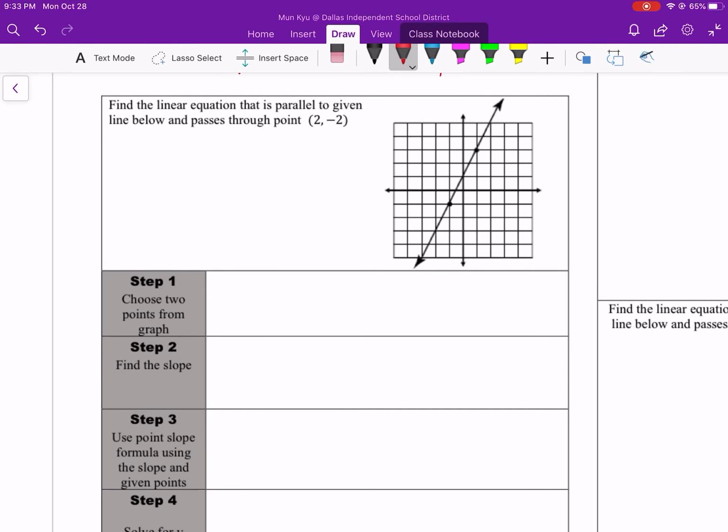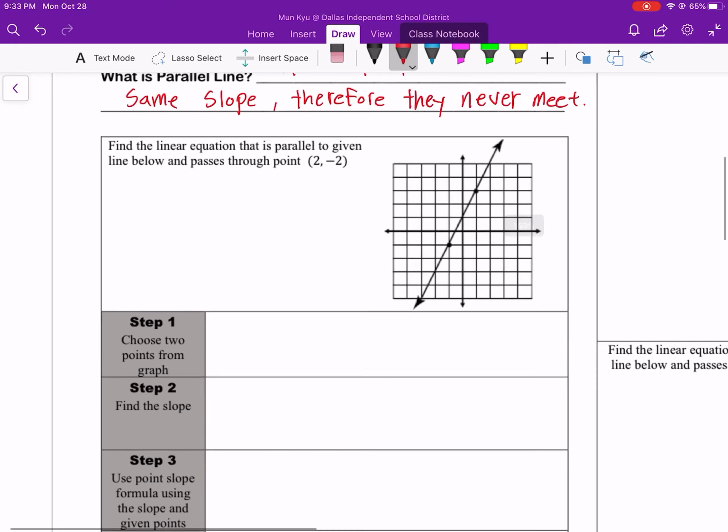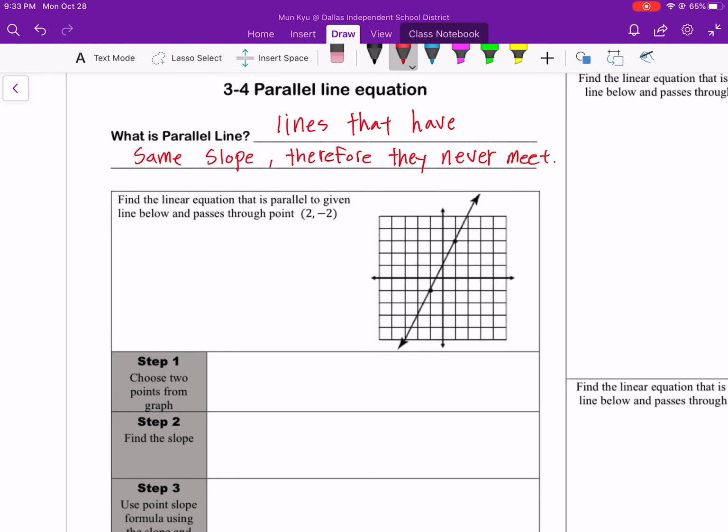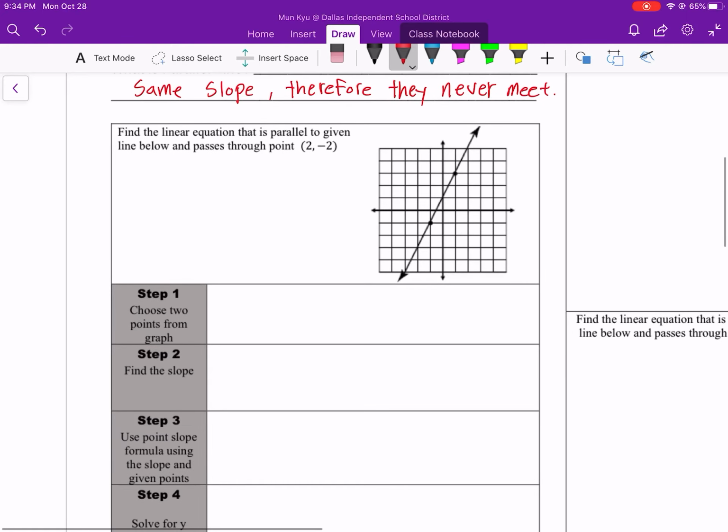Here we have this graph. The question says, find a linear equation that is parallel to the given line below and passes through the point (2, -2). So this is a line that has a y-intercept of 1, but we want to find a parallel line that passes through (2, -2) here. Okay, so we want to find some kind of line that passes through here, something like that. I just roughly drew it.